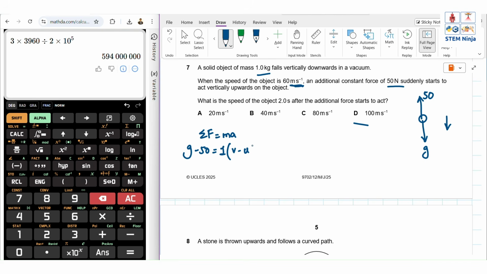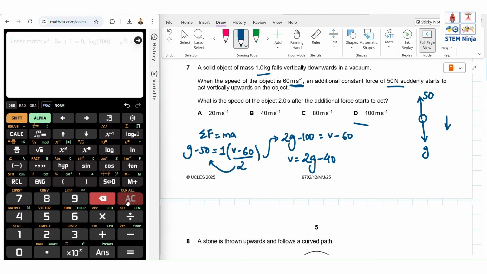over v minus 60 meters per second divided by time, which is 2 seconds. So cross multiplication, 2 goes on this side. This becomes 2g minus 100 equals v minus 60. So v would be 2g minus 100 plus 60, minus 40.